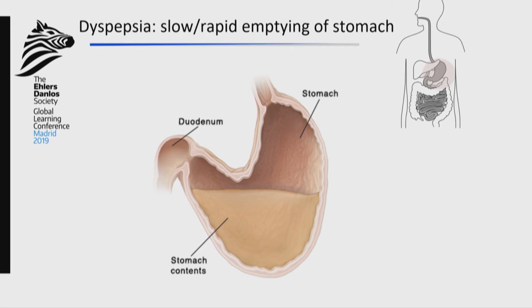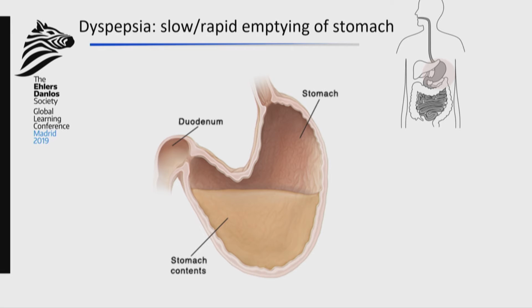If the stomach is not emptying properly, you'll feel more full after a meal. You may experience nausea. You may experience vomiting as well. But if the stomach is emptying very rapidly into the small bowel, that can also cause a feeling of fullness, because the small bowel is actually a much narrower tube.